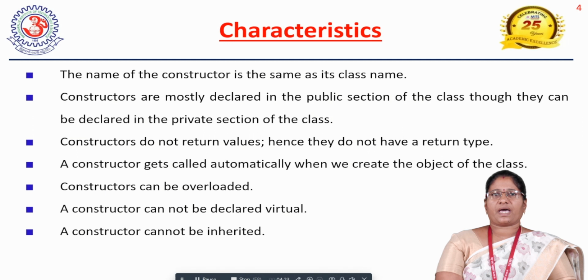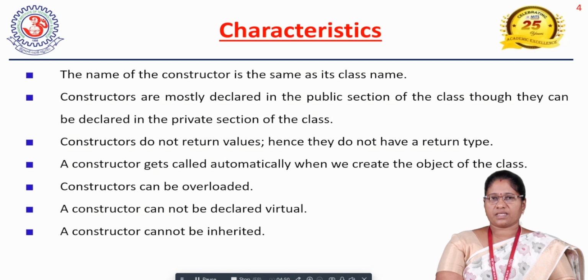These are the characteristics of a constructor. The first is that the name of the constructor is the same as the class name. Constructors are mostly declared in the public section. Through the member functions we access the private data members. The declaration of the methods should use the public access specifier.